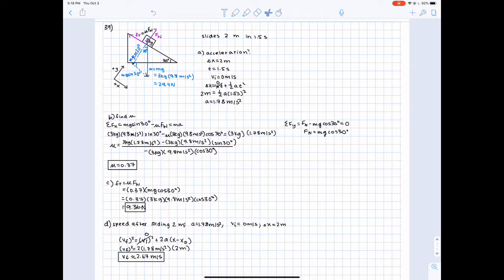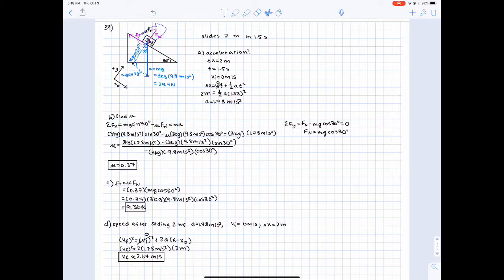Okay, so part B asks us to find the coefficient of kinetic friction between the block and the plane, which means we have to find mu. So what I did was I looked at the diagram that I drew, and I found the sum of the forces in the x component and in the y component. So let's look at the y component first.